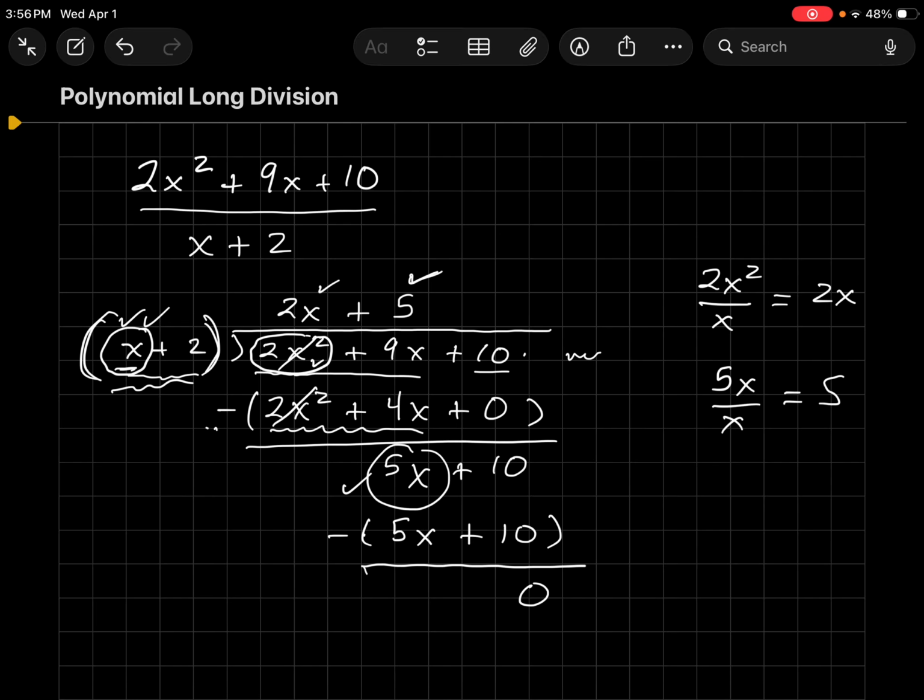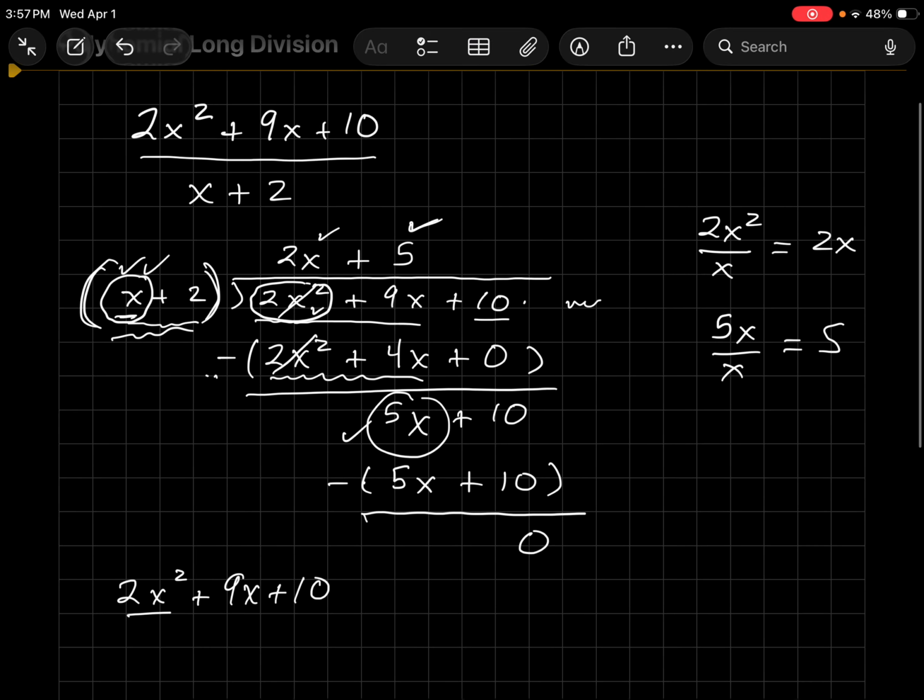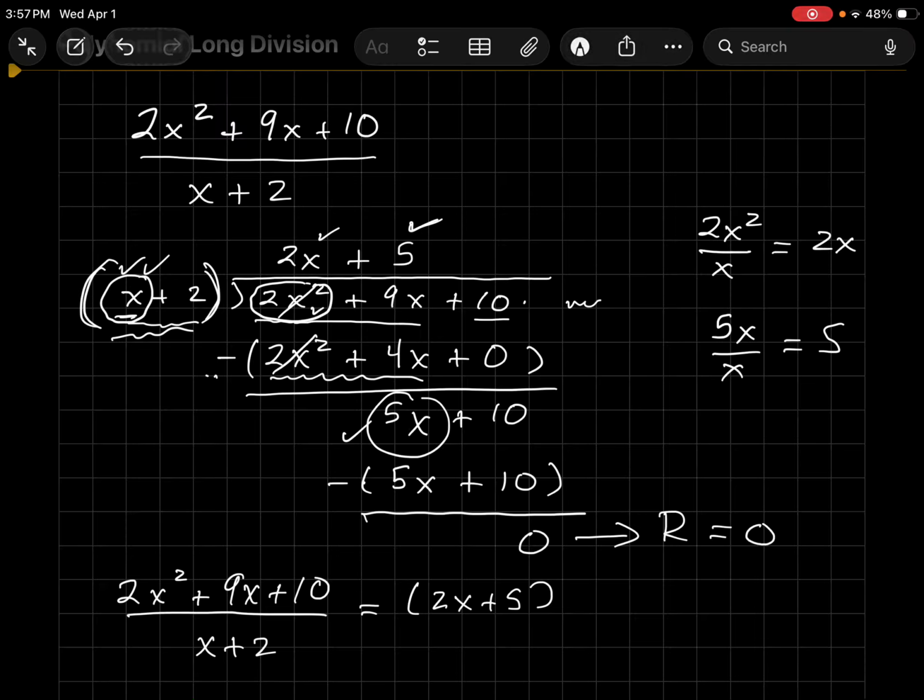So what that means is 2x squared plus 9x plus 10 divided by x plus 2 equals 2x plus 5 with a remainder of 0. We'll see soon enough that remainder means that x plus 2 is a perfect factor of 2x squared plus 9x plus 10. In fact, if I multiply both sides by x plus 2, we get the original polynomial in factored form.